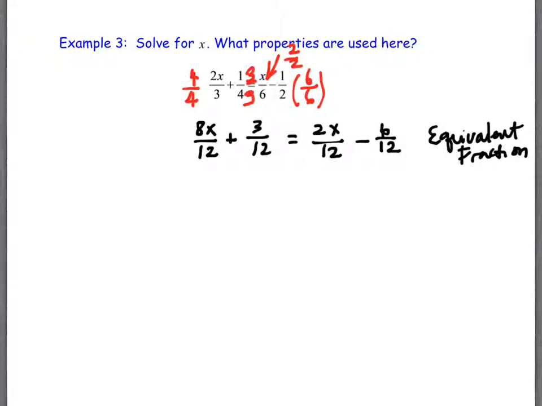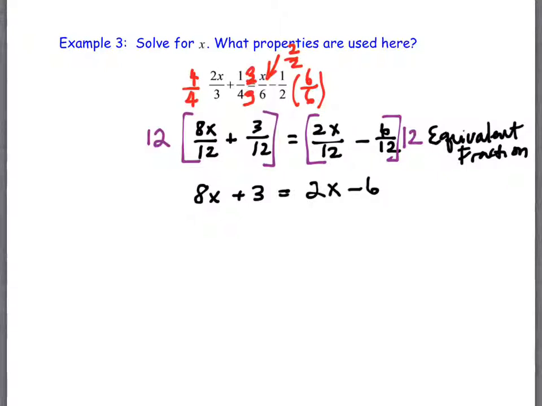So let's actually multiply both sides by 12. And in doing so, I get 8x plus 3 equals 2x minus 6. What is it that allows me to multiply both sides by 12? We are using the distributive property in doing it, so I'll write that one down, but there's still something else going on.